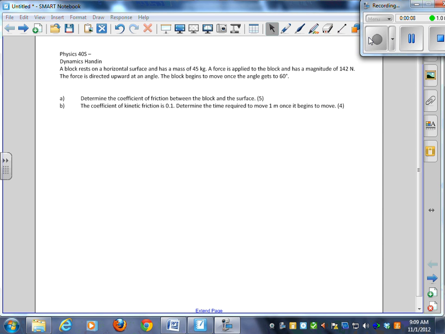A block rests on a horizontal surface and has a mass of 45 kilograms. Force is applied to the block and has a magnitude of 142 newtons. The force is directed upward at an angle. The block begins to move once the angle gets to 60 degrees.